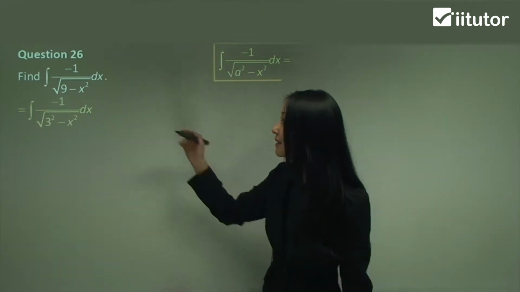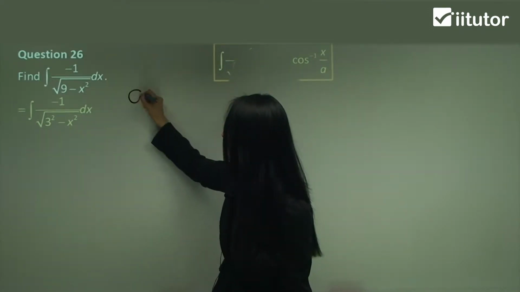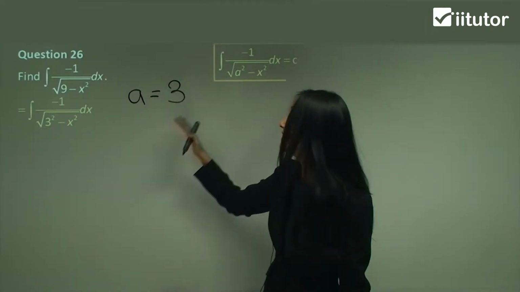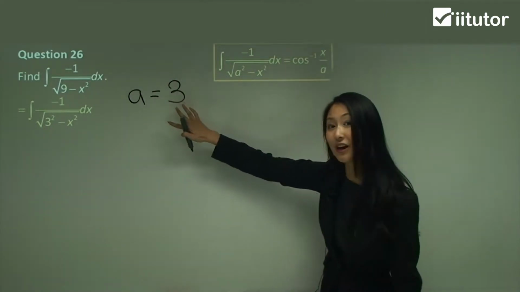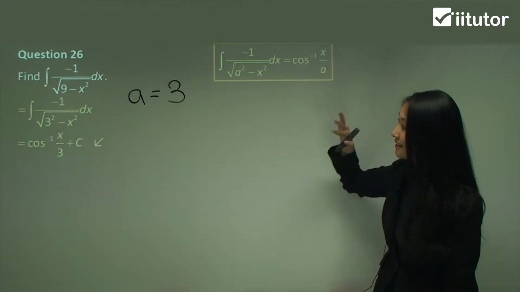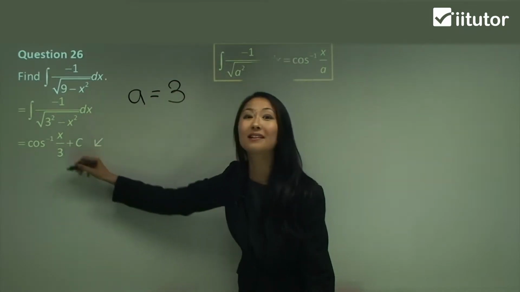Now, 9 can also be written as 3 squared. So once you write it like that, you can easily see that a equals to 3, doesn't it? So a equals to 3, I can just go from here and integrate into inverse cosine. So that just becomes inverse cosine x on 3 plus c.